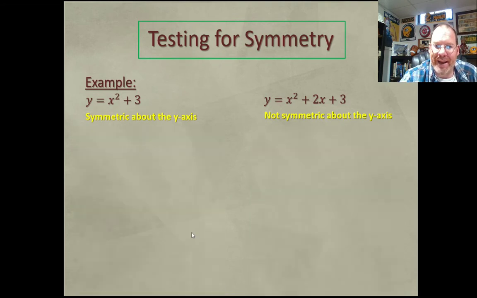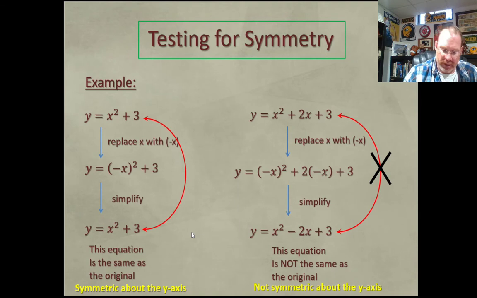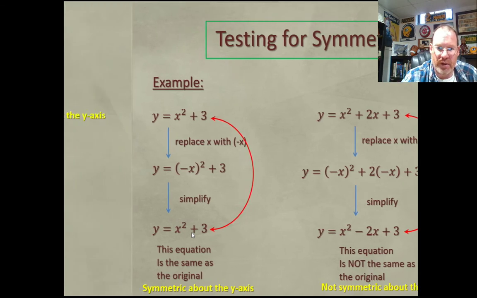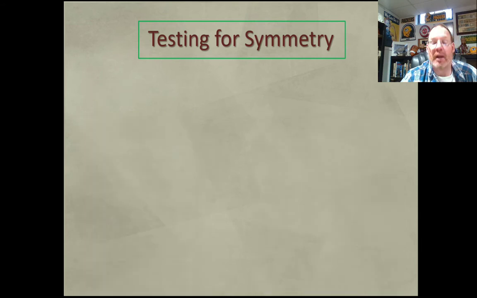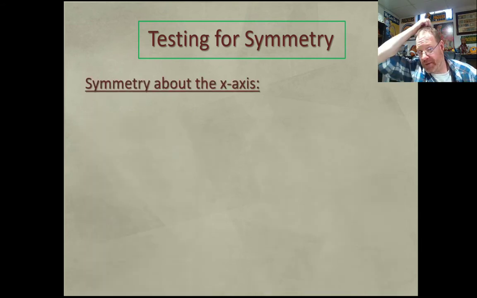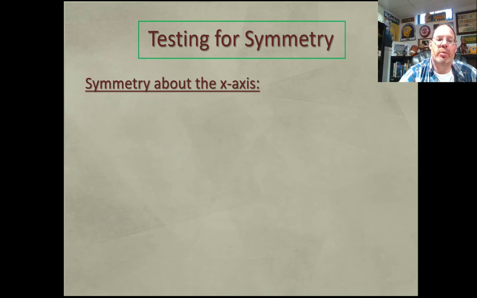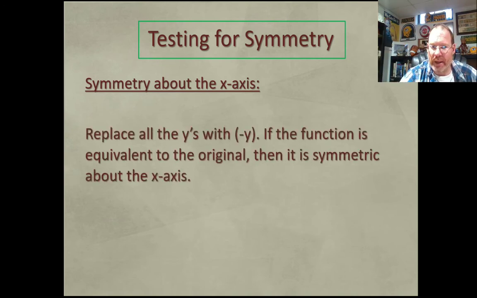So part of what you're going to have to do in homework is just do this algebraic test and make the conclusion whether or not it's symmetric about the x-axis, y-axis, or the origin. So let's try another example with the x-axis. In order to determine if it's symmetric about the x-axis, you replace the y with a negative y. And then you simplify. And again, if the equation is equivalent at the end to the one that was at the beginning, then it would be symmetric.